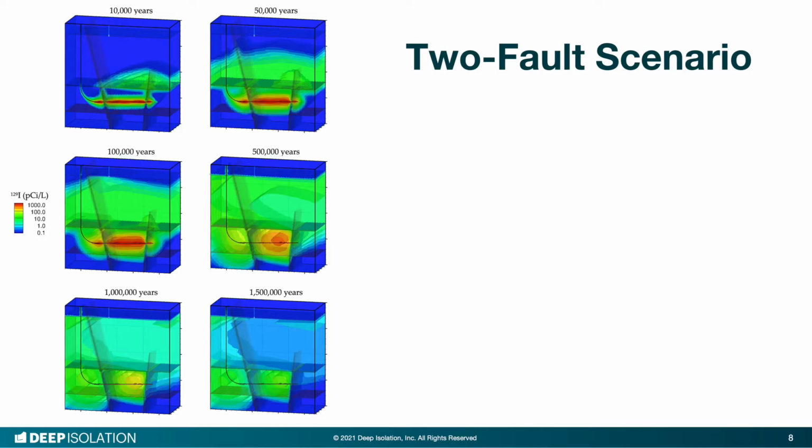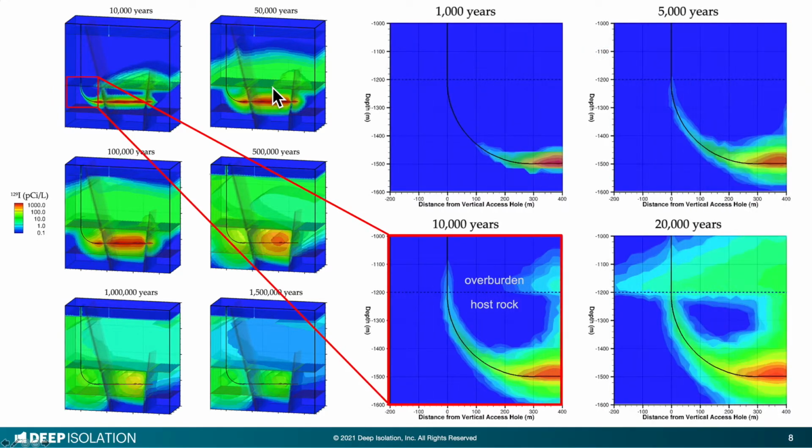This sequence of figures shows how one of the longest lived and most mobile radionuclides, iodine-129, migrates from the repository into the host rock and from there into the overburden through the faults and, most notably, along the poorly sealed access hole. Let's zoom into the curved section of the access hole, where we see, as expected, that overpressured brine chooses the path of least resistance and pushes out contaminated groundwater into the poorly sealed access hole.